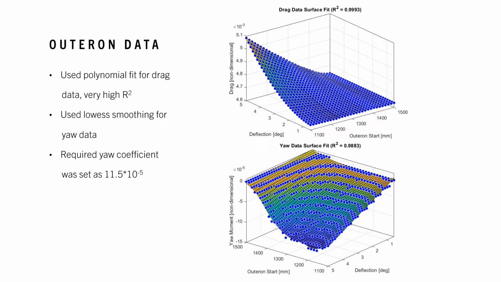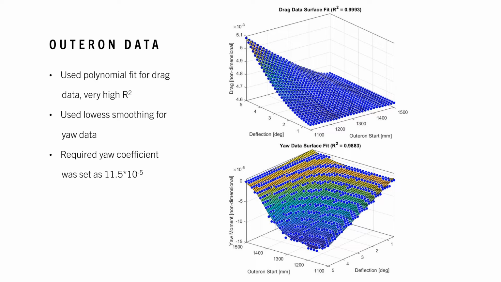I modeled the drag data as a simple polynomial fit. It was a relatively smooth curve, and I used a locally weighted scatter plot smoothing to smooth the data for the yaw moment, which was the constraint for the outeron. Then for the optimization problem, I set the constraint such that the yaw moment would have to be greater than 11.5 times 10 to the negative fifth, which is a non-dimensional coefficient.